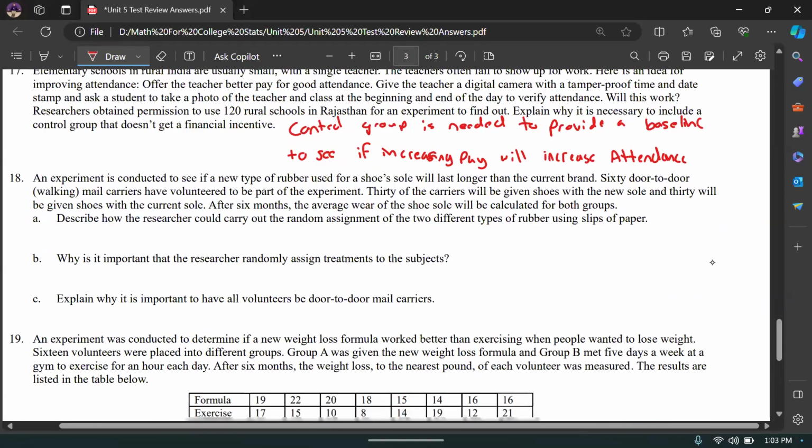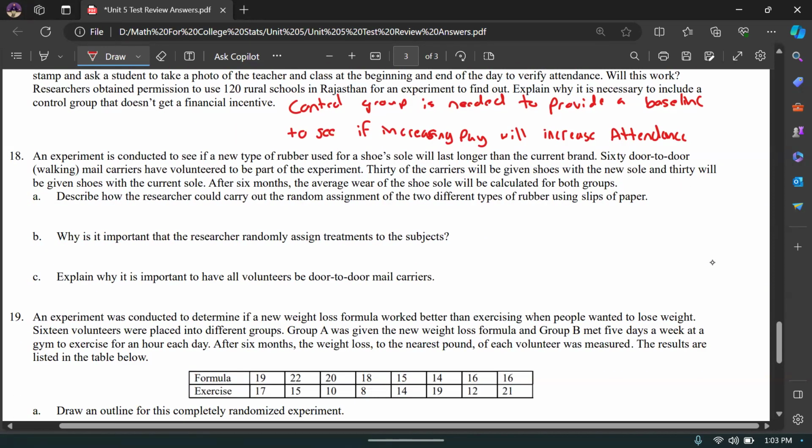All right, number 18. An experiment is conducted to see if a new type of rubber used for a shoe's sole will last longer than the current brand. 60 door-to-door walking mail carriers have volunteered to be part of the experiment. 30 of the carriers will be given shoes with the new sole, and 30 will be given shoes with the current sole. After 6 months, the average wear of the shoe sole will be calculated for both groups. Describe how the researchers could carry out the random assignment of the two different types of rubber using slips of paper.